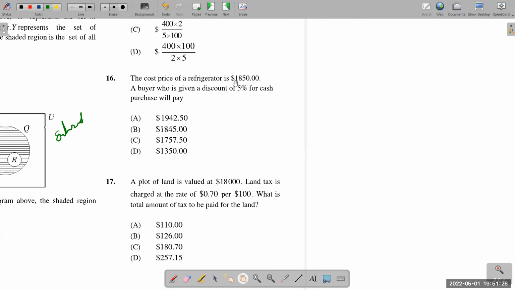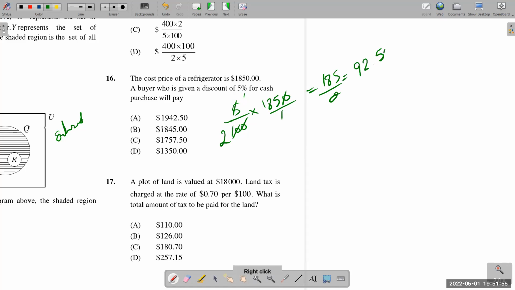The cost price of a refrigerator is this. A buyer who is given a discount will pay what? So we got to find the 5% and subtract. So 5% times 1850 over 1. 5 can go into itself once. 5 can go into this 2 times. So you're really dividing 185 by 2. So that's what? 92.50. Somebody check that for me.